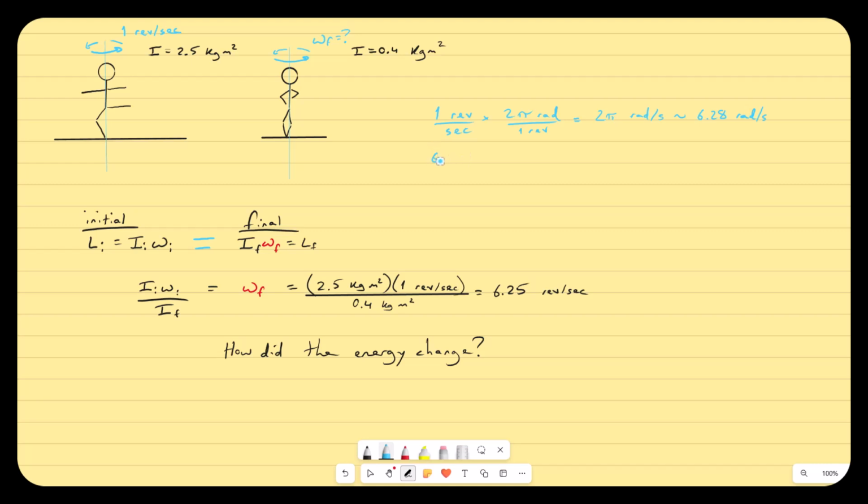In the end, we get 6.25 revs per second times 2 pi radians per 1 revolution is 12.5 pi radians per second, or something like 39.25 radians per second.